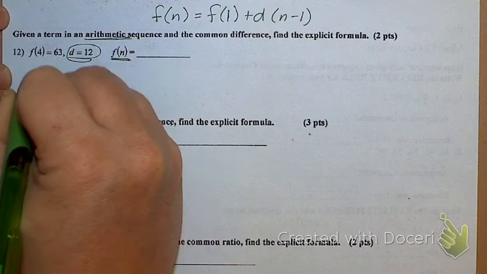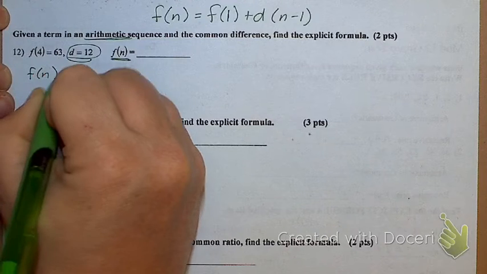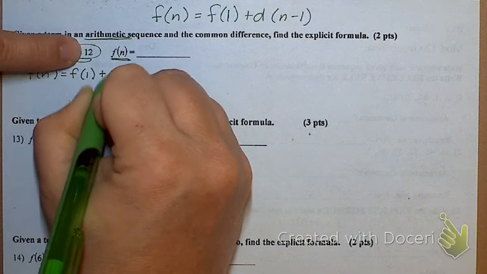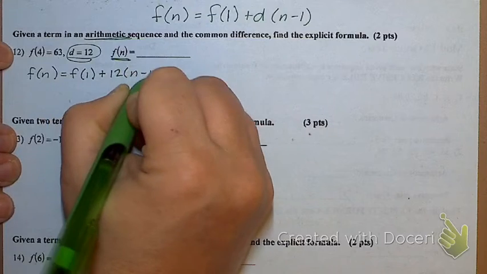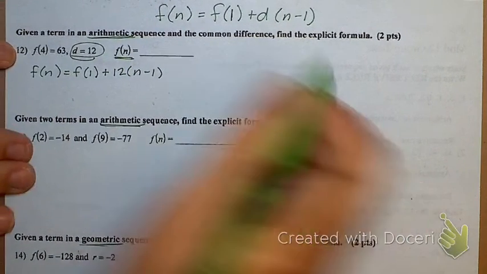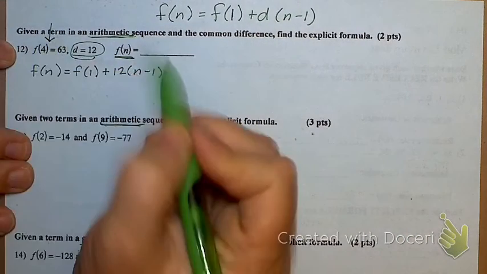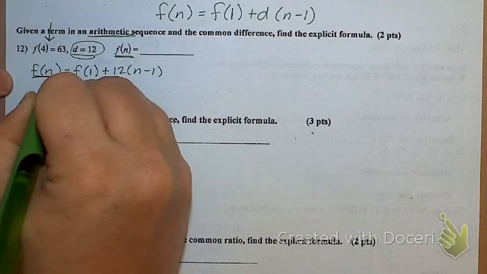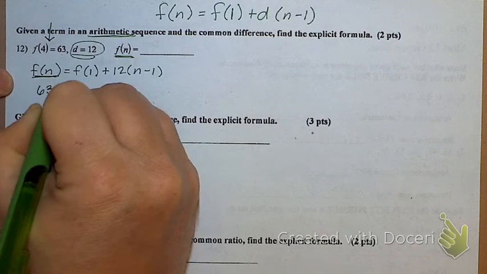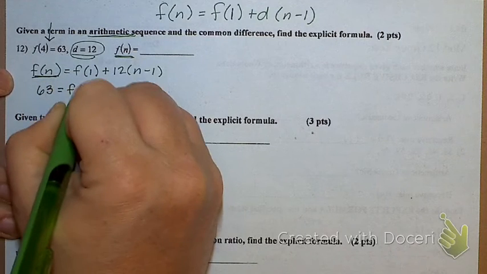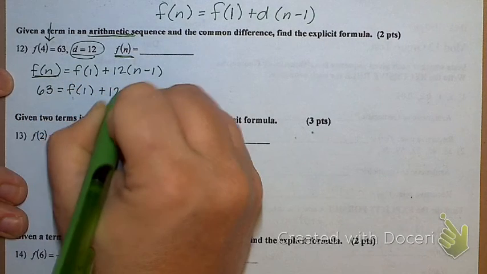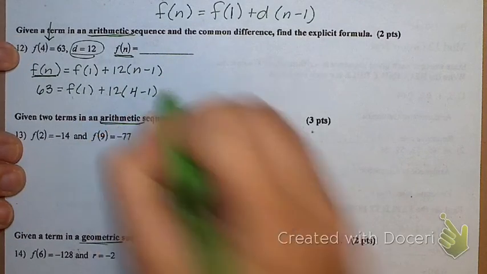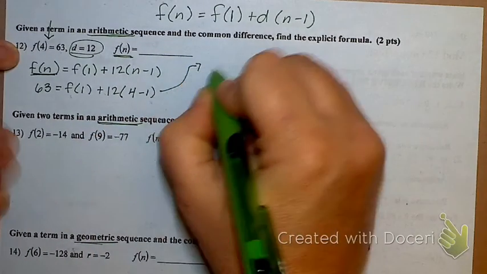So f of n is equal to f of 1, I don't know what that is, but I know it's going to be plus 12 times n minus 1. How do I use this term to help me figure this out? What do I plug in for f of n? 63. 63 is equal to the first term plus 12 times, what's n? 4. 4 minus 1. So I'm going to come up here so I have some more room.